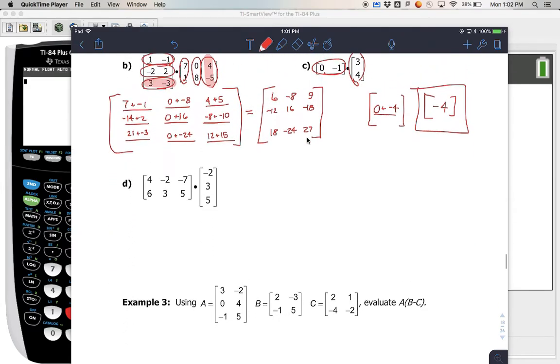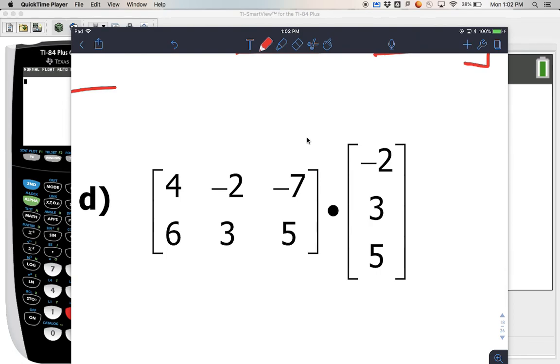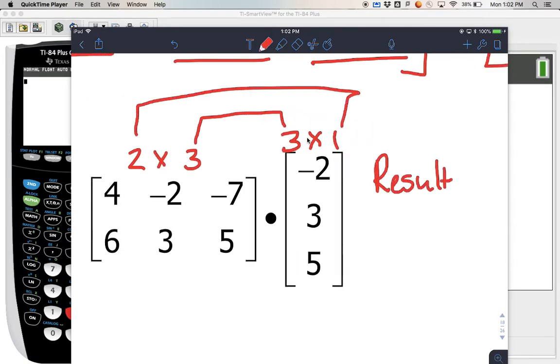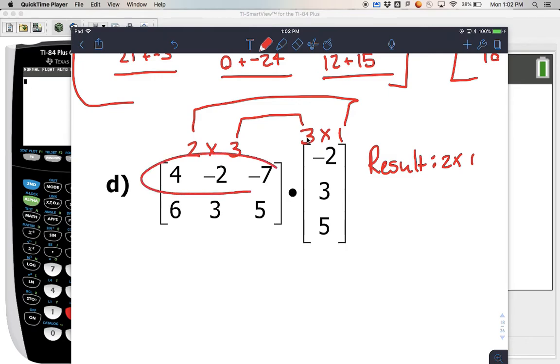Now, D, got to be careful here on this one. Well, actually, no, I think this one comes out good here. What is this? This is a 2 by 3. Let's check it here. 2 rows, 3 columns. And then this is actually a 3 row and then 1 column right there. So those match up. The result is going to be the 2 by 1. Actually kind of nice. It's going to come out real good.